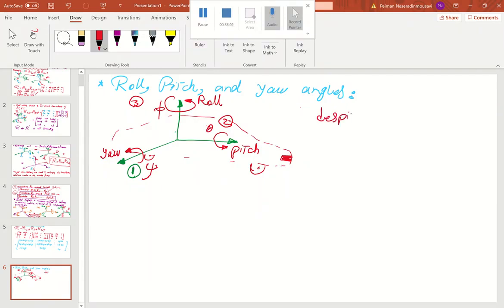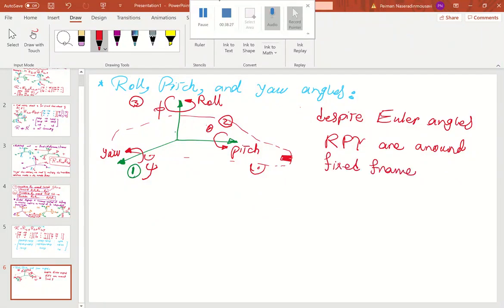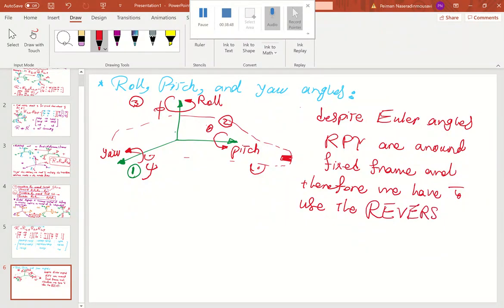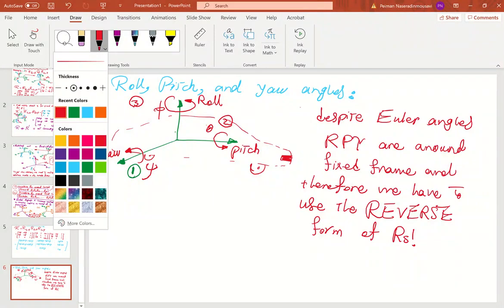So despite Euler angles, roll, pitch and yaw are around a fixed frame, and therefore we have to use the reverse form of rotations. That's right.